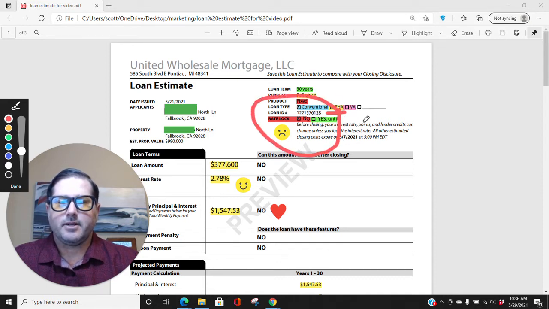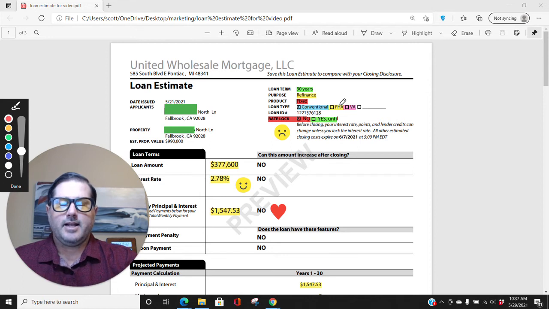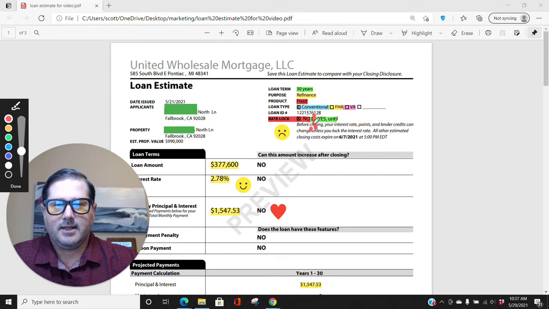That is huge. Is the rate locked? No or yes? So you might get issued a loan estimate. If the rate says it's not locked, it's not really worth anything. The rate can change until it is marked yes, okay? Don't get a sad face. Please look at this.